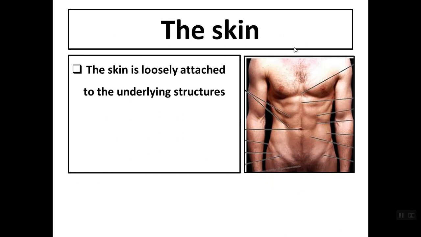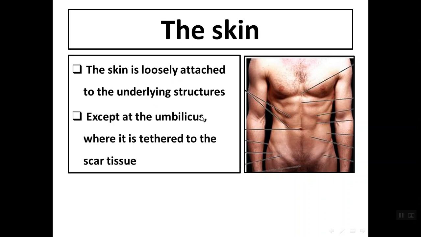First, the skin. What are the features of the skin of the anterior abdominal wall? The skin of the anterior abdominal wall is loosely attached to the underlying structures, except at the area of the umbilicus where it is tethered to the scar tissue. At the umbilicus, it is firmly attached to the linea alba.